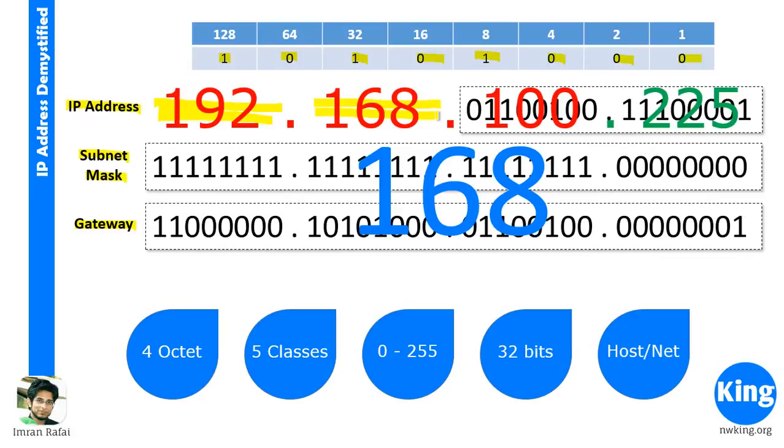Similarly, if you follow the same procedure, you could convert all these numbers to their decimal equivalent. So an IP address is 4 octets long. As we already saw, you have 4 octets separated by a dot. An IP address is also a 32-bit number. As we saw, you have 32 bits in every IP address. Every octet is 8 bits, so 1, 2, 3, 4, 5, 6, 7, 8, 8 bits into 4. So it's a 32-bit address.